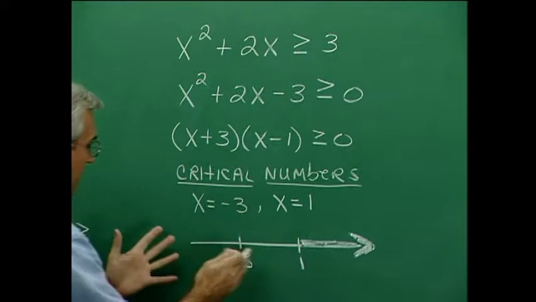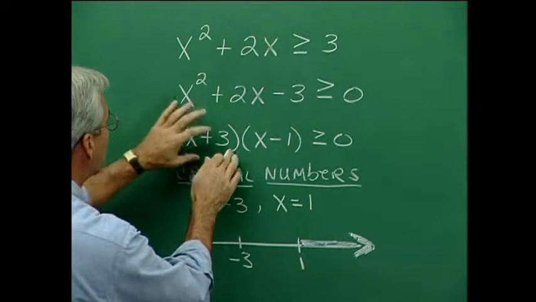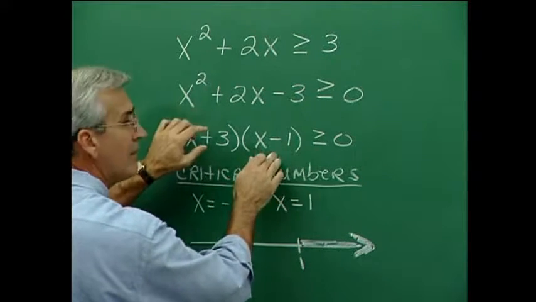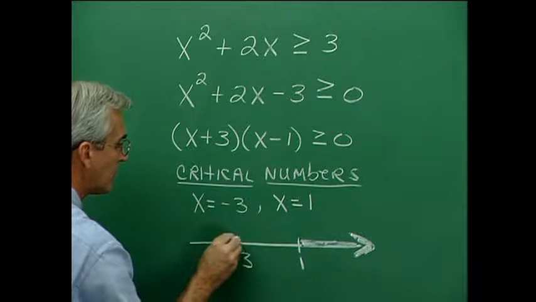Now we kick our thinking over to the next interval. Big negative numbers. Big negative number plus 3, negative. Big negative number minus 1, negative. Negative times negative, positive. Positive greater than or equal to 0. Yes, this is a solution region.